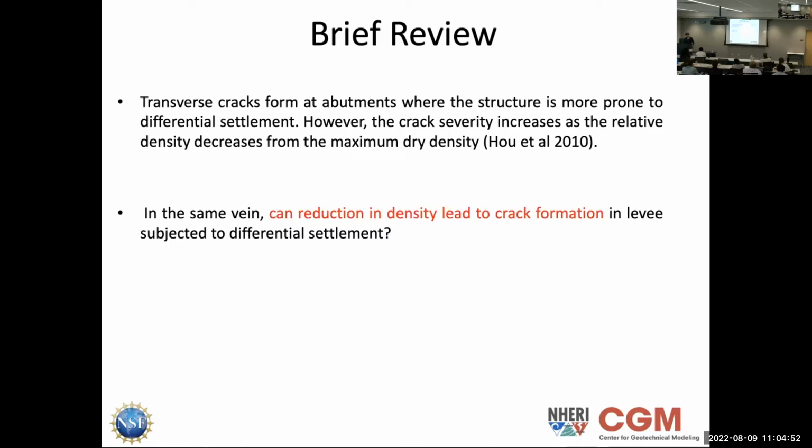Transverse cracks: another study in 2010 found that transverse cracks commonly form at abutments because of differential settlement. An abutment is just a concrete angle like this where you're building your levee up. So one side of the levee will come down a little bit more, this side comes down a little bit more, and they create high stress points. This same study did find that crack severity increases as the relative density decreases from maximum dry density, which is another reason why we didn't want to hit our maximum dry density, because unlike industry, like Yahya said, we are actually trying to break this.